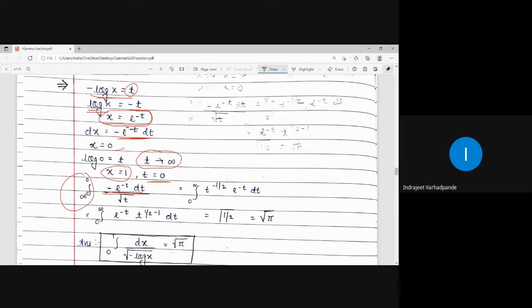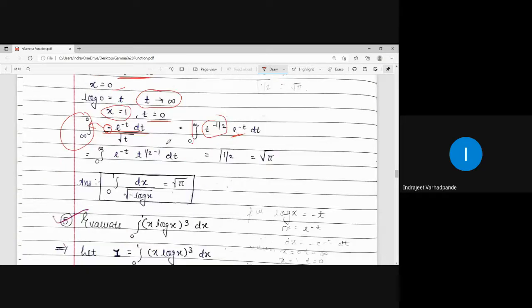But I want the limits of integration as 0 to infinity. By property of definite integration, when it is multiplied by minus sign, you can interchange or swap the position of the limit. So when this minus is multiplied, the integral limit becomes 0 to infinity. This t to the power 1 by 2 comes to the numerator. Its power is t to the power minus 1 by 2 and e to the power minus t dt. So almost we have tried to transform the given integrand as per the requirement of the definition of the gamma function.